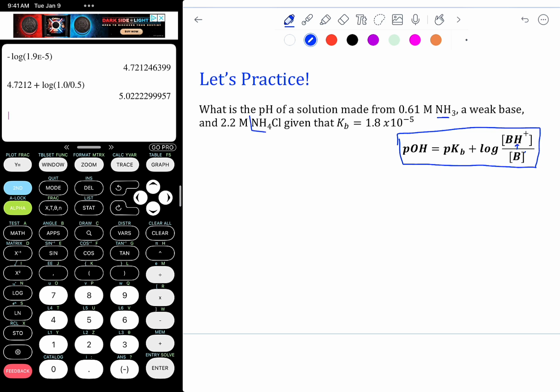Well, NH4 has an extra hydrogen on there, and NH4Cl is an ionic compound, which we know separates into NH4 plus and Cl minus. So not only do we have the extra H, we also have the plus charge that's needed. So we just got to make sure we can identify what our weak base and conjugate acid is when we're working with this version of the Henderson-Hasselbalch equation. But we can solve this the same exact way once we've identified that.